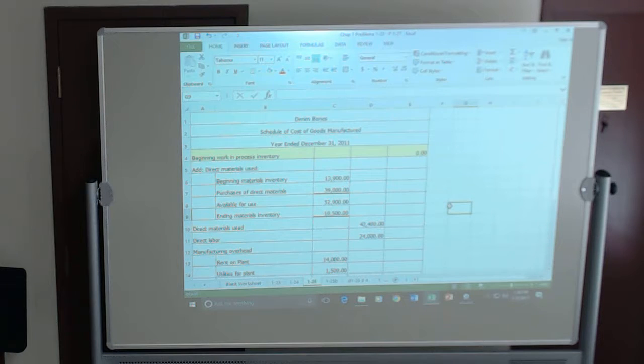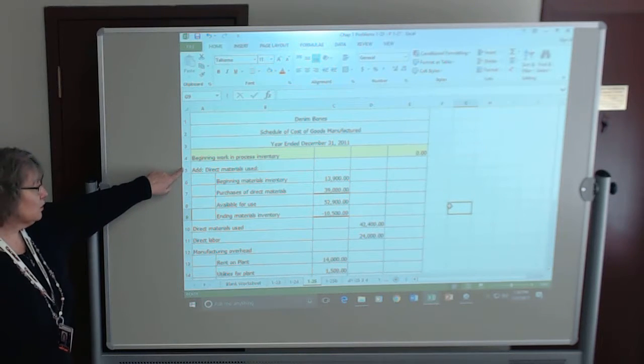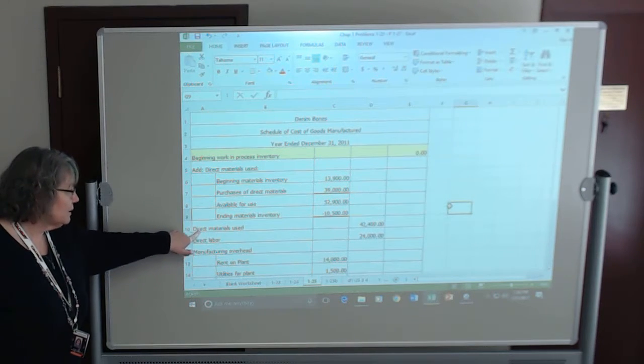Now we get started. We start with the beginning work in progress inventory, and then we want to add the direct materials used. All these go into direct materials used.